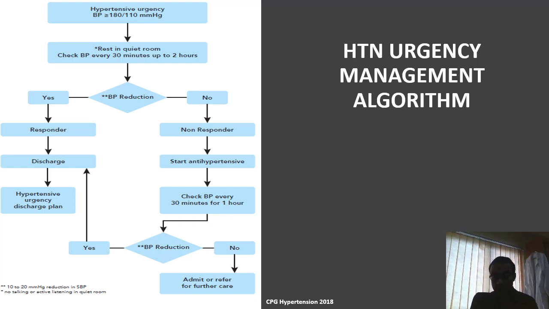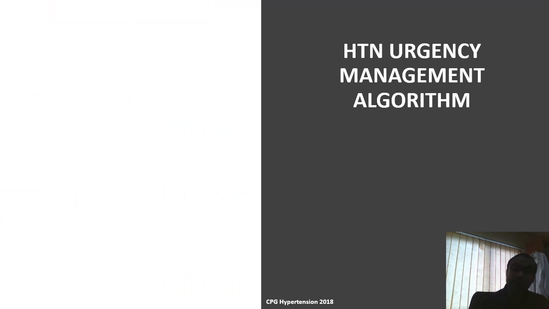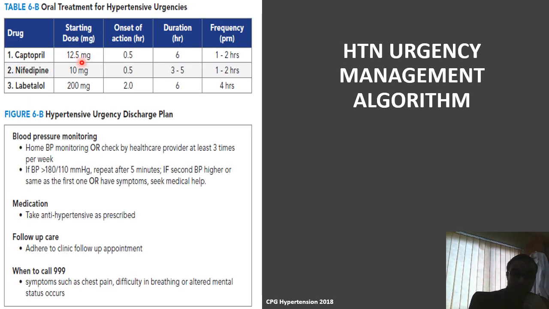and see for further care. Okay, the question is, what are the medications to be considered for hypertensive urgency? We can use oral antihypertensives that act fast. One of them is captopril, nifedipine, or labetalol. Captopril is a common one. Nifedipine is not that recommended because sometimes it causes reflex tachycardia. Labetalol is one of the effective agents.